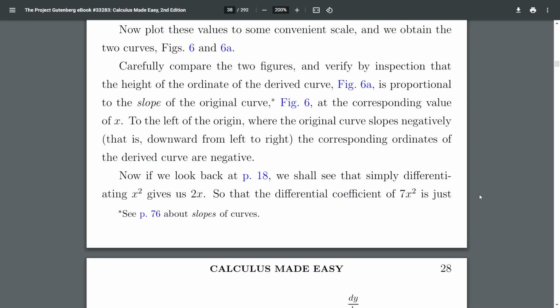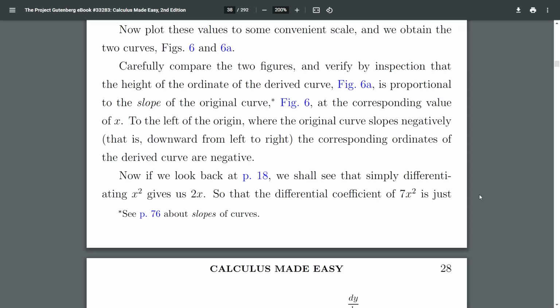Carefully compare the two figures and verify by inspection that the height of the ordinate of the derived curve in Figure 6a is proportional to the slope of the original curve in Figure 6 at the corresponding value of x. To the left of the origin, where the original curve slopes negatively, that is downward from left to right, the corresponding ordinates of the derived curve are negative.